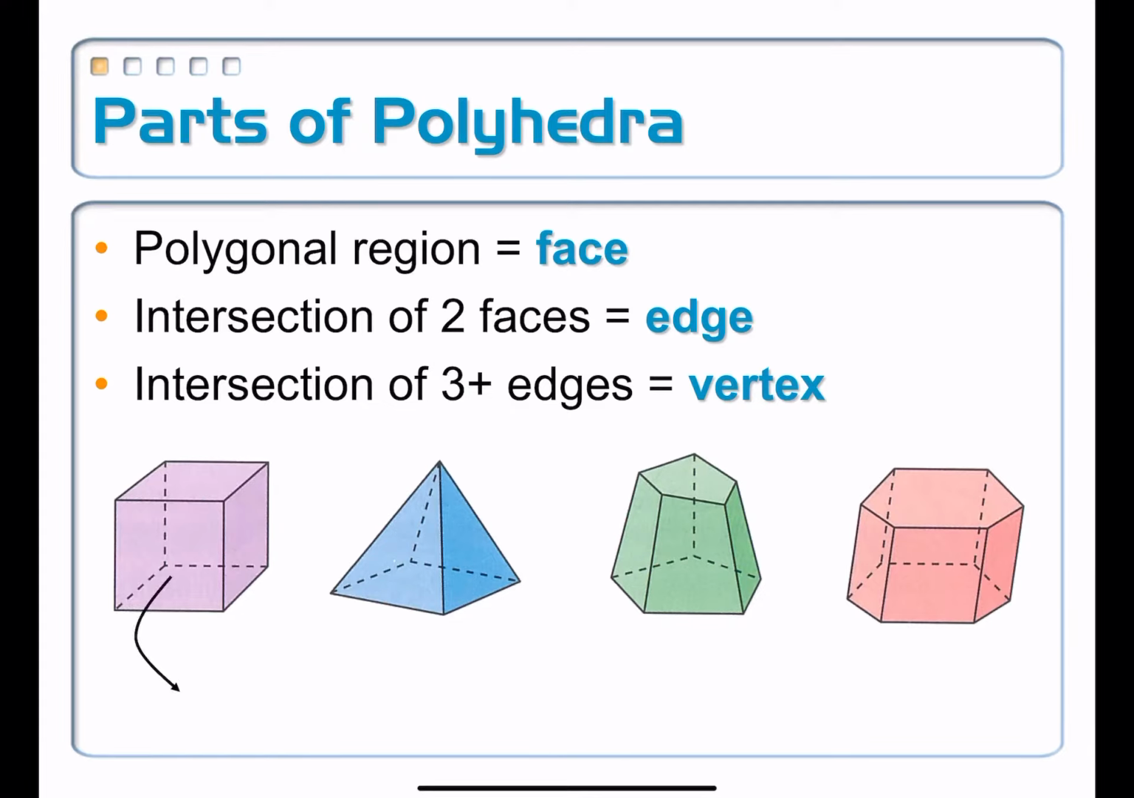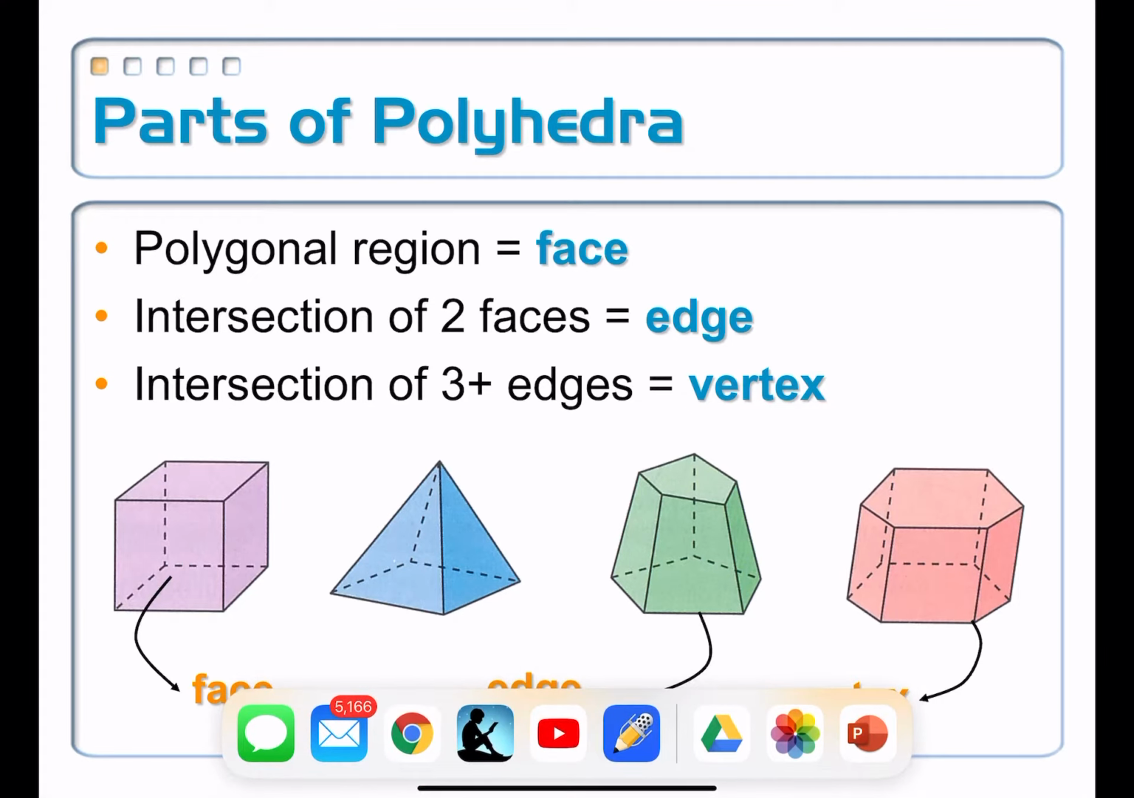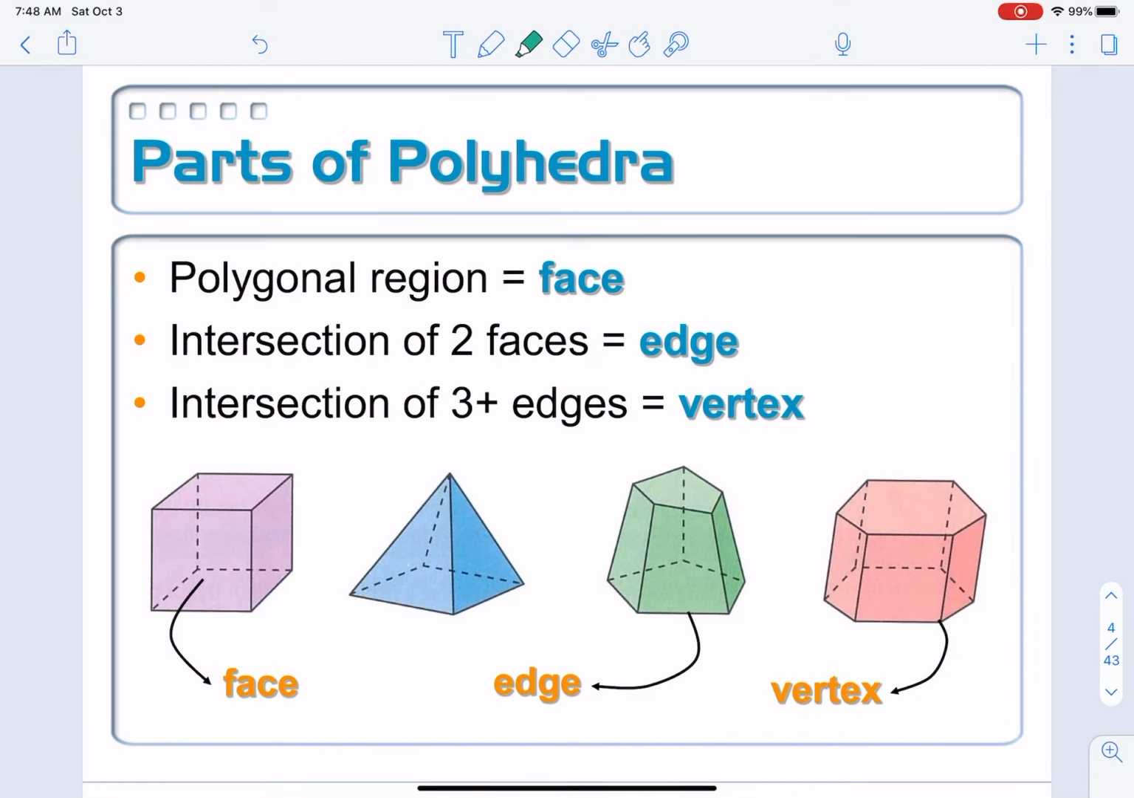And we do have different parts that we associate with a polyhedron. First of all, the two-dimensional surfaces are called faces, and each one of those faces is a polygon, of course. The intersection of any two of those faces forms an edge, and that edge, geometric shape there, is just a line segment. And the intersection of three or more of those edges makes a vertex, and a vertex is just a point.